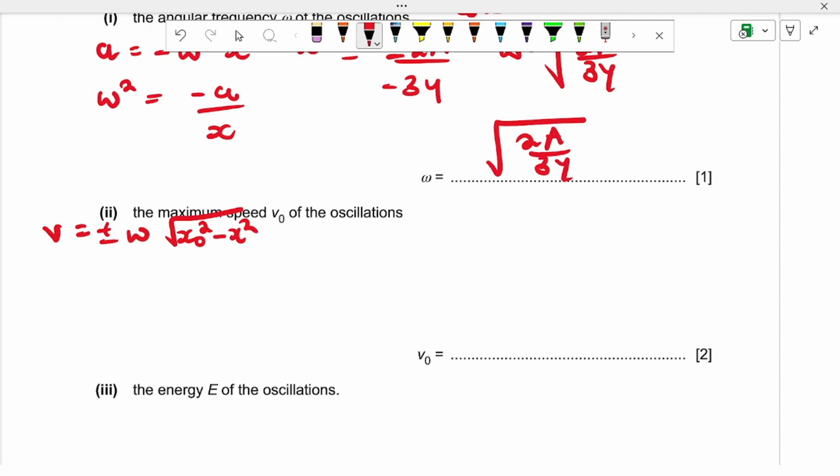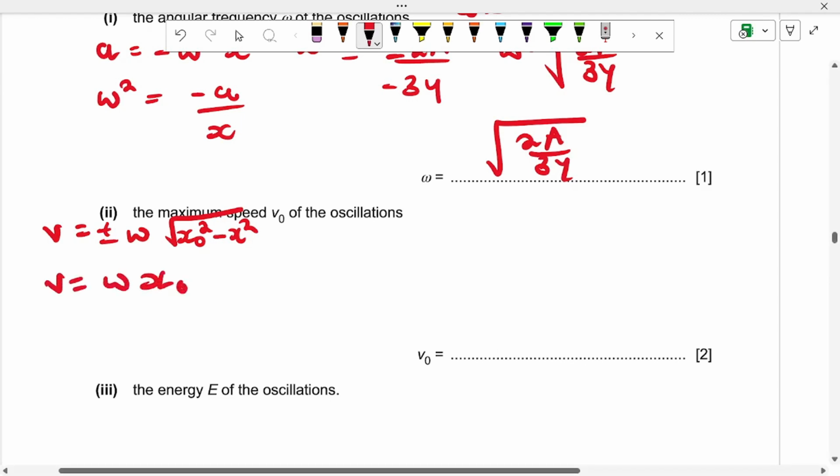So if I want to describe the system, I can bet that when x is 0, that's when I'm going to have the highest speed, as you can see over there. But it's going to come to rest on that side, then have the highest speed when it passes through the center. So when x is 0, my v is going to be equal to my omega x naught, essentially. So what's my omega? The square root of 2a over 3y.